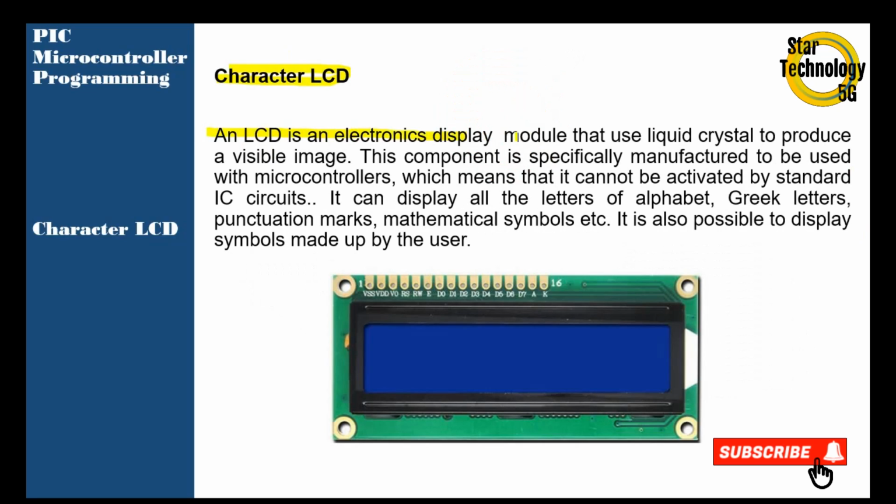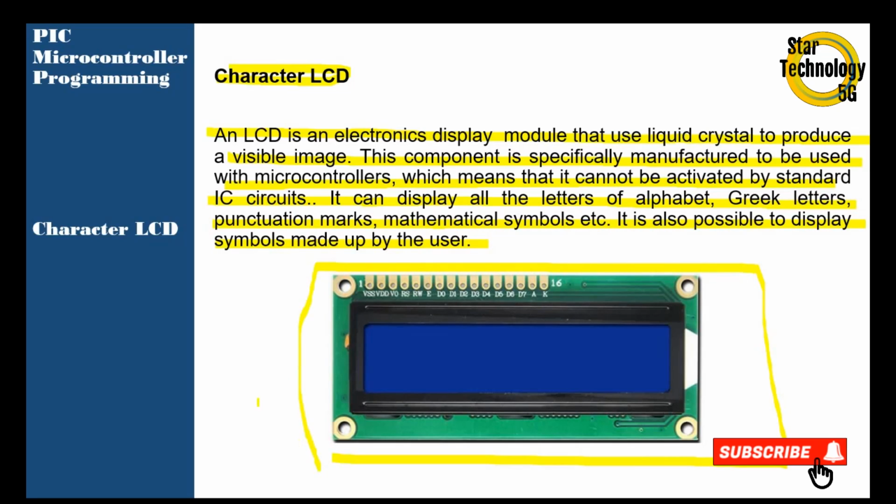An LCD is an electronic display module that uses liquid crystal to produce a visible image. This component is specially manufactured to be used with a microcontroller, which means it cannot be activated by a standard IC circuit. It can display all the letters of the alphabet, Greek letters, punctuation marks, and mathematical symbols. It is possible to display symbols made by the user. You can see here is the character LCD, that is the 16:2 character LCD we will use in our project. LCD is widely used in electronic components, especially in microcontroller projects.